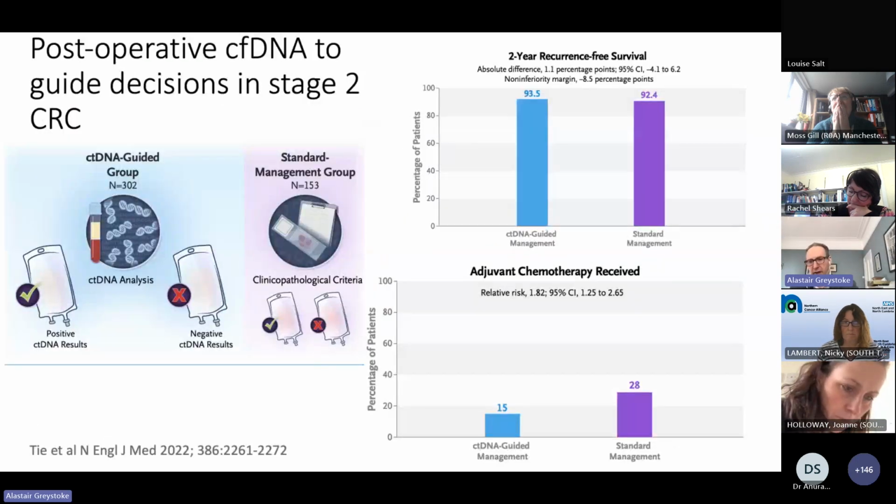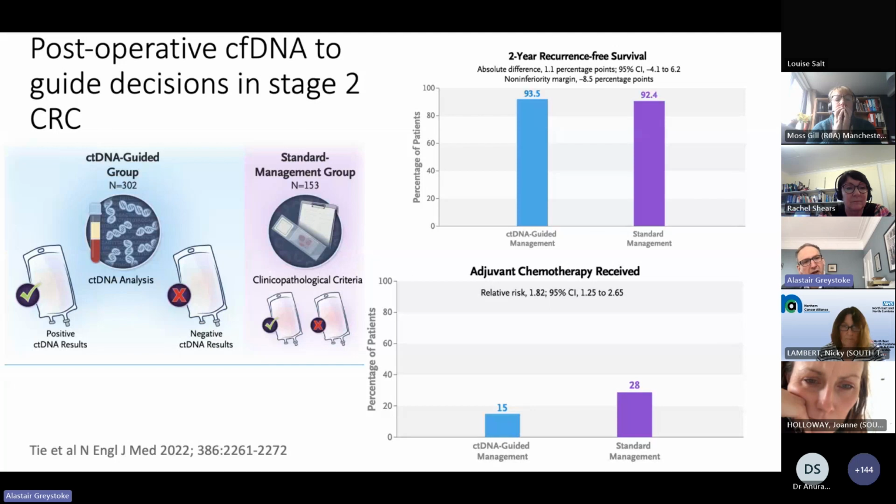And then, I think this is a really nice example of where we might be able to use these techniques in the future. So this was presented at ASCO last year, and was a study called, I can't remember what it was called, and somebody's trying to phone me, which is really irritating.